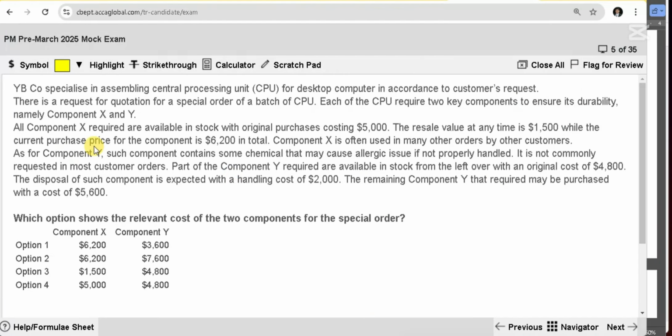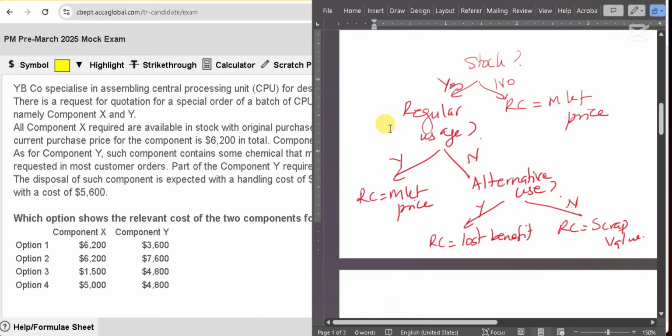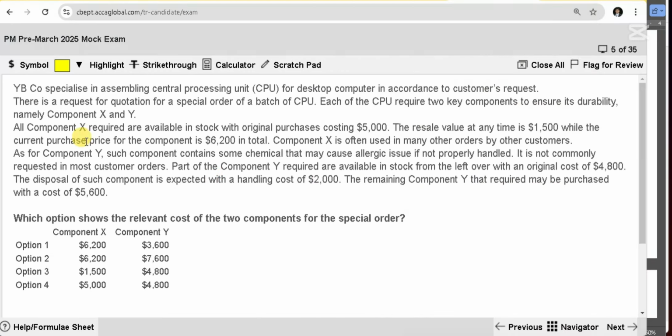So here first one, component X required are available in stock with original purchase cost of 5,000. That is a sunk cost, never relevant. Resale value at any time, that is a scrap value, 1,500, while the current purchase price is 6,200. Component X is often used in many other orders by the customers. There you go, regularly used. So it is available in stock. First answer is yes, right? If you go to the chart, yes. Regular usage, yes. So what is the relevant cost? Market price. Market price means current purchase price is 6,200. So if you look at the answer X, 6,200, there are 2 options.